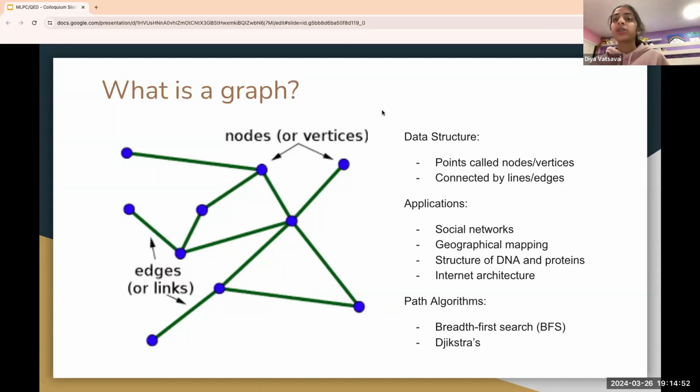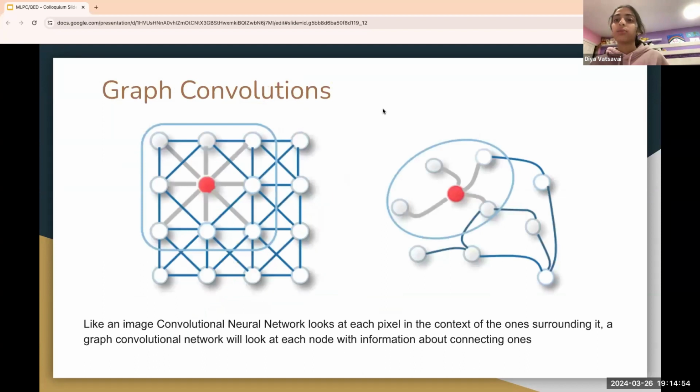Now, these graphs can be used in neural networks. So typical convolutional neural networks, for example, on a picture, will look at each pixel and the pixels surrounding it to make predictions. In a graph, however, they will use information about each node and the nodes surrounding it to make a prediction.